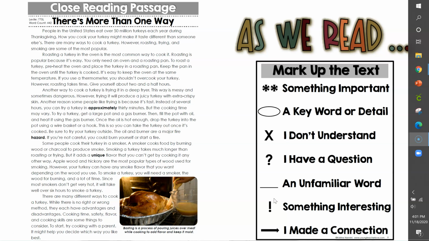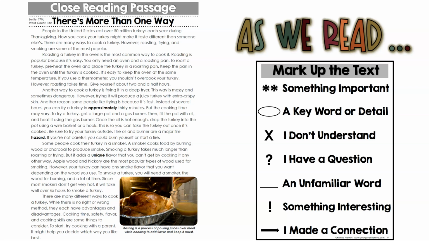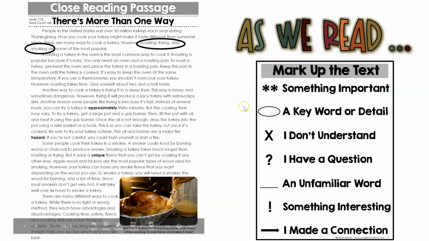Sounds like the topic of this text is to learn many methods of cooking a turkey. I see some key words that help me understand that. You can roast a turkey, fry a turkey, or even smoke a turkey. I can see that there's definitely more than one way to cook a turkey, and I'm going to learn about them throughout this text. Let's jump on in. Paragraph 2.